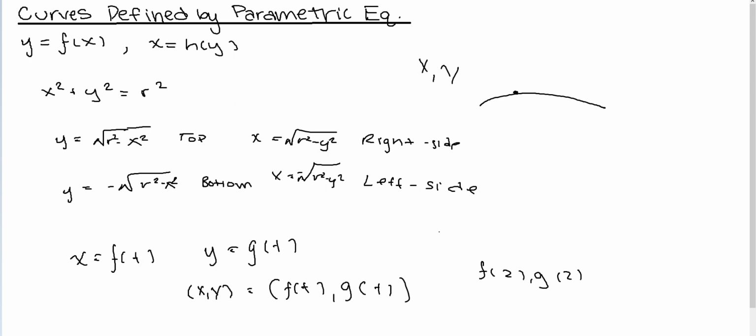But our entire parametric curve would represent the path that the ball took from 1 second, 2 seconds, 3 seconds, 4 seconds, 5 seconds. So I hope that little demonstration helped and you are better understanding curves defined by parametric equations.